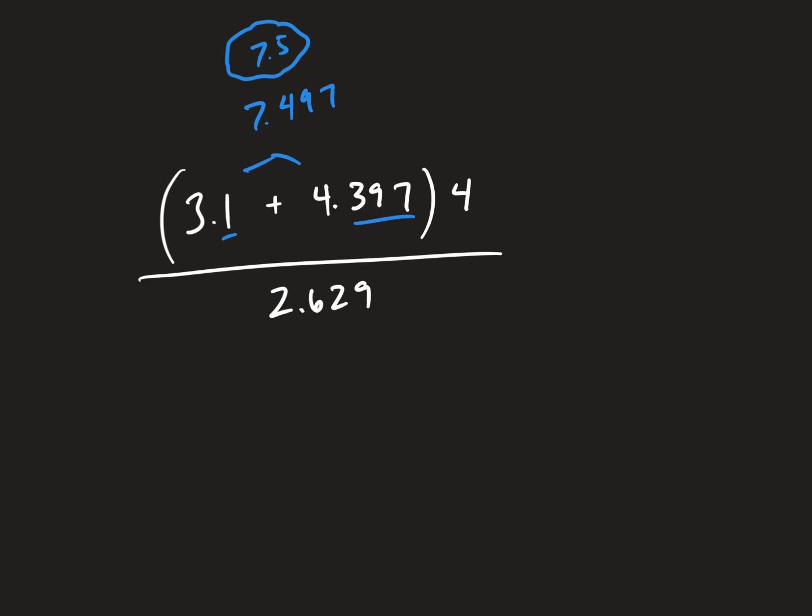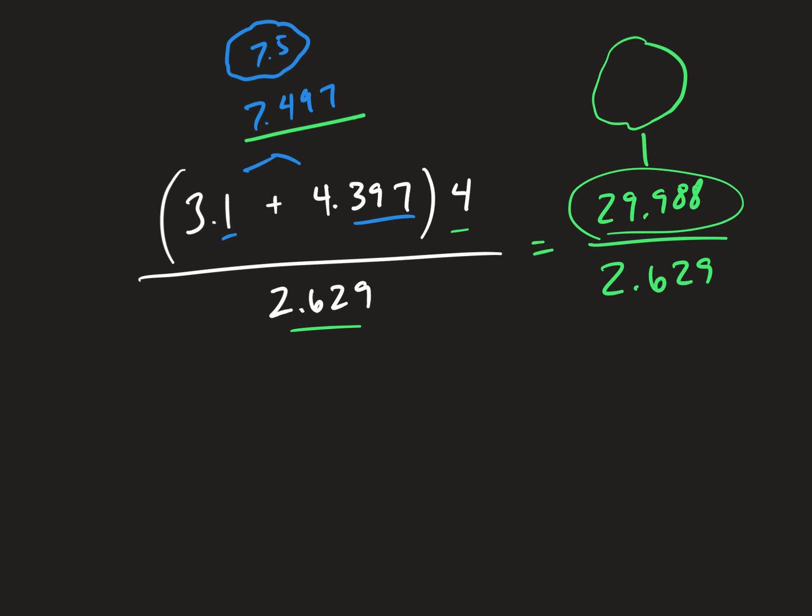Now, once we get that answer, what do we do next mathematically? Multiply by 4. So what do we get when we multiply by 4? 29.988. And on the bottom it stays the same, 2.629. But what's going to be up in the cloud here? What should we round it to according to the multiply rule? 30, right? 1 sig fig and 2 sig figs. So we go with the lowest, which is 1 sig fig. And 30, since there's no decimal point, is 1 sig fig.